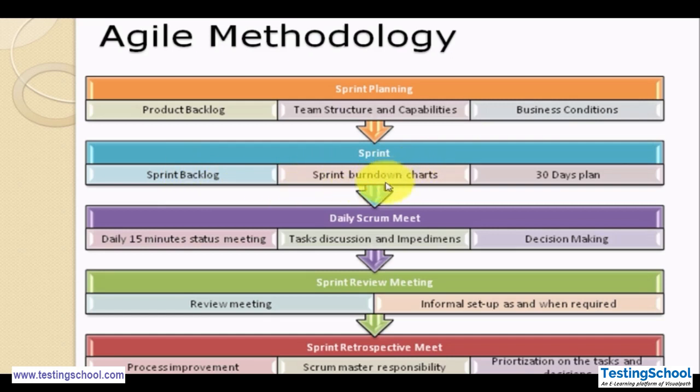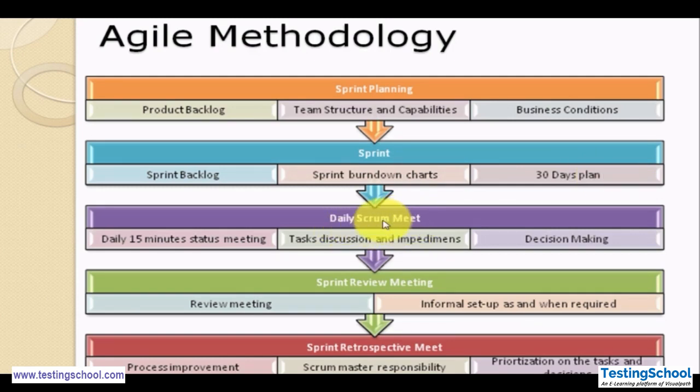Then we have a sprint burn down chart. So what is a burn down chart? It shows what functionalities we have covered, whatever we have decided, and what we are not able to cover. It is completely displayed in the sprint burn down chart. Then we have a 30 days plan, like what could be our next 30 days sprint items.